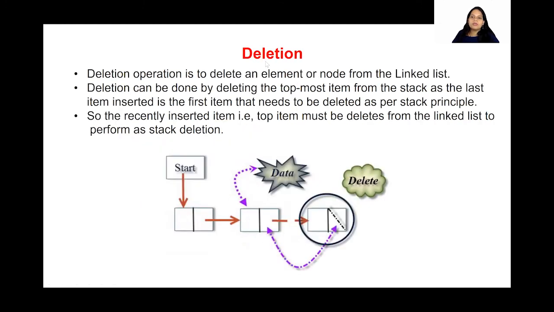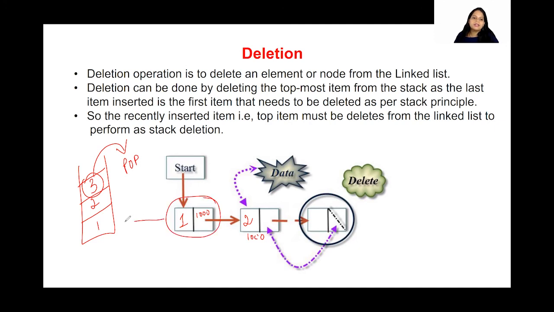How do we perform the deletion operation using a linked list in a stack? So how does it work in a stack? Suppose I have 1, 2, and I have 3, and I have to remove this. Removing is nothing but pop or deletion. So how can I represent this particular stack in the linked list? I will have 1 here. I have a start, and then I have this. Suppose 1000 is my address of the next node. Okay. So then I have 2 here.